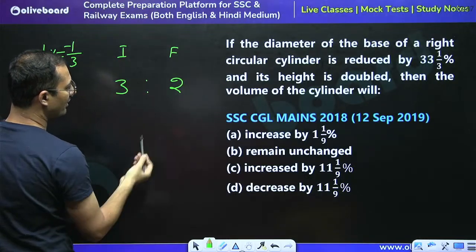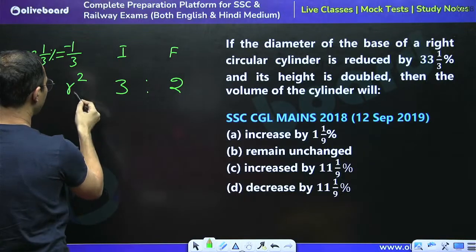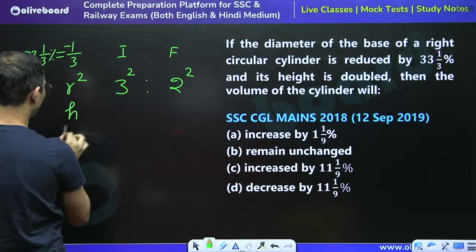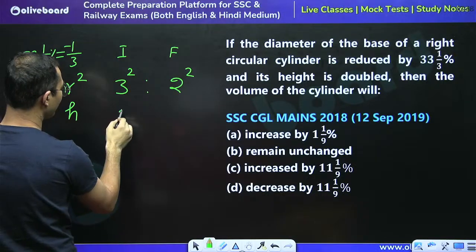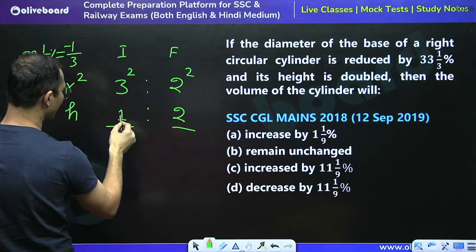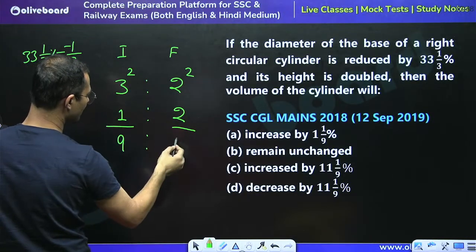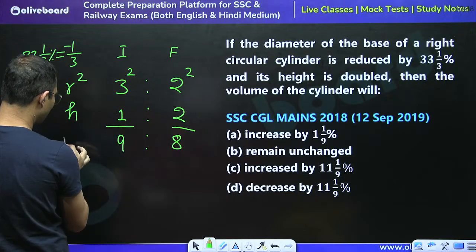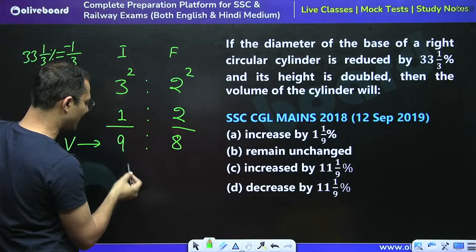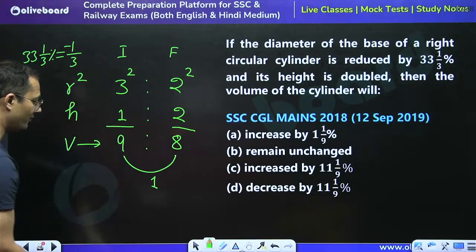So we have to calculate the volume. The ratio for r square, so just make it square, and the ratio for height, it is double, right? Initially it is 1, now it is 2. So 3 square into 1, so 9, and 2 square, 4 into 2, 8, right? So initially volume was 9 units, now it is 8 units. So it got reduced by 1 unit, right?